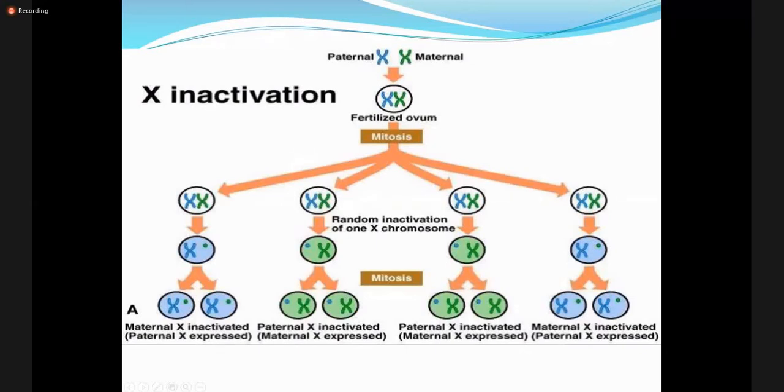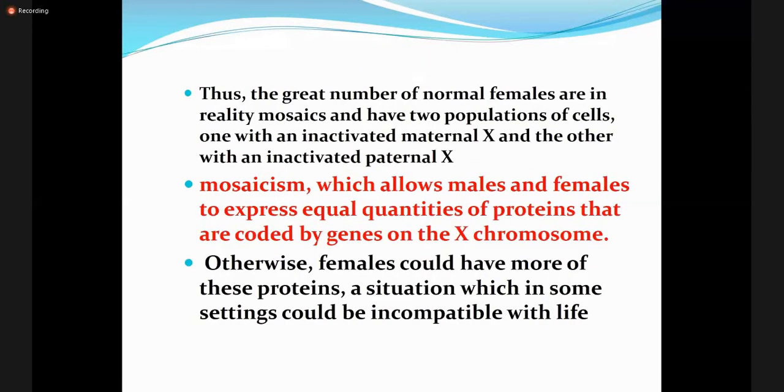This is mosaicism: a population of two different types of cell in one individual at the same time. So we can say all females are mosaic, because we have two types of cells inside us. In half the population the maternal X chromosome is inactivated, and in the other half the paternal X chromosome is inactivated.